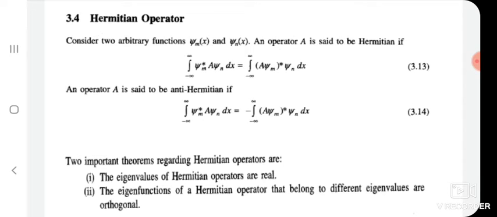There are two important theorems regarding Hermitian operators. The eigenvalues of Hermitian operators are real, and the eigenfunctions of a Hermitian operator that belong to different eigenvalues are orthogonal.